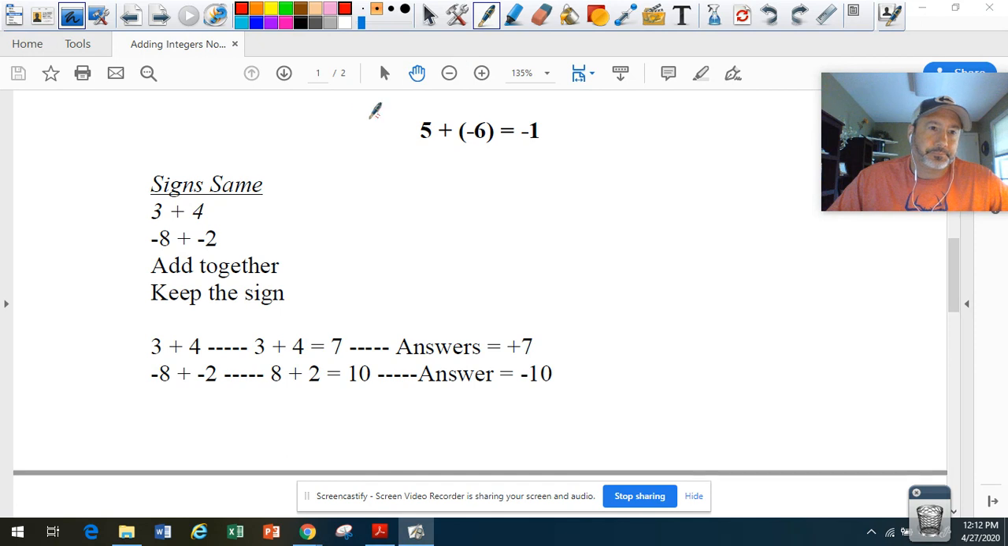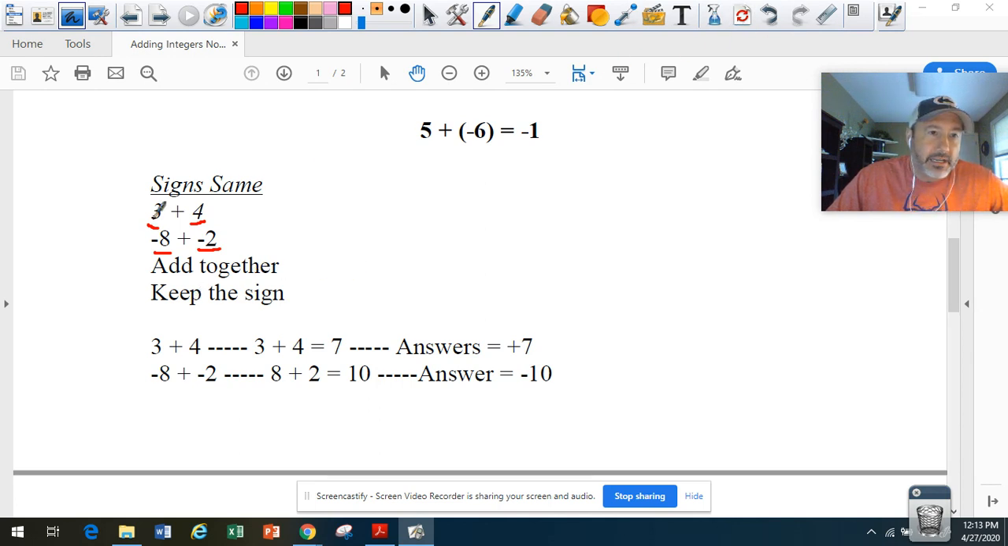It states here, same signs. What I mean by same signs here, if you take a look at this 3, that 3 is positive. You take a look at this 4, that 4 is positive also. Okay, good. Let's look here, -8. The 8 is negative. Let's look at the 2. It is negative also. The signs are the same here, okay? The signs are the same. So the rule states, when the signs are the same, add the numbers together, keep the sign, okay?